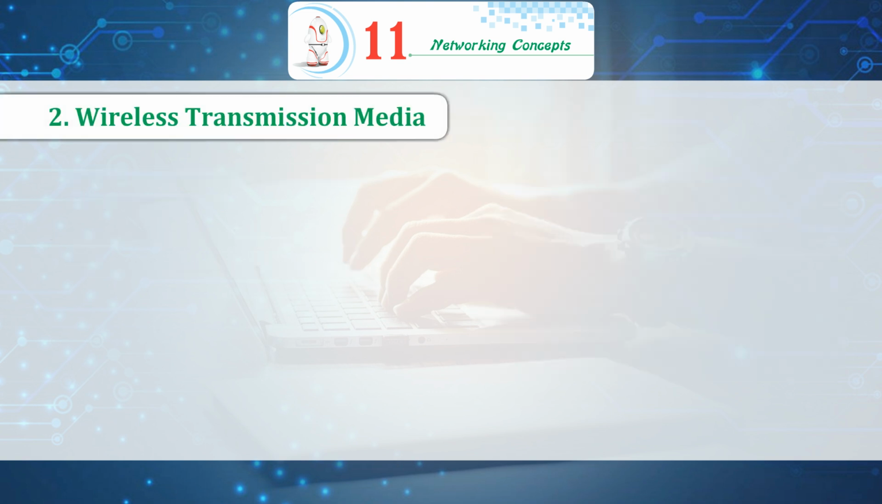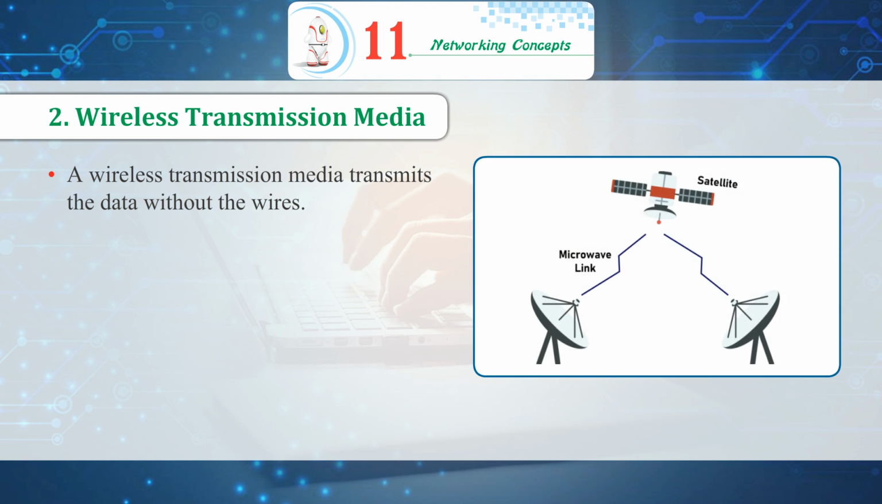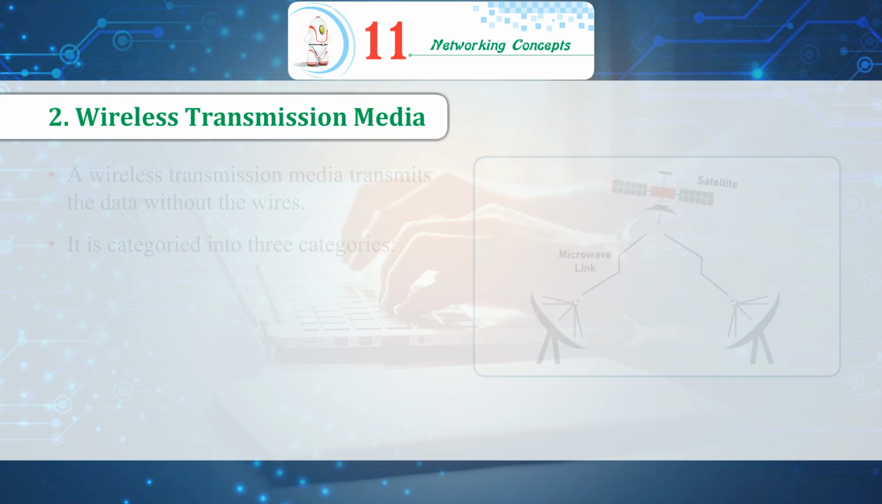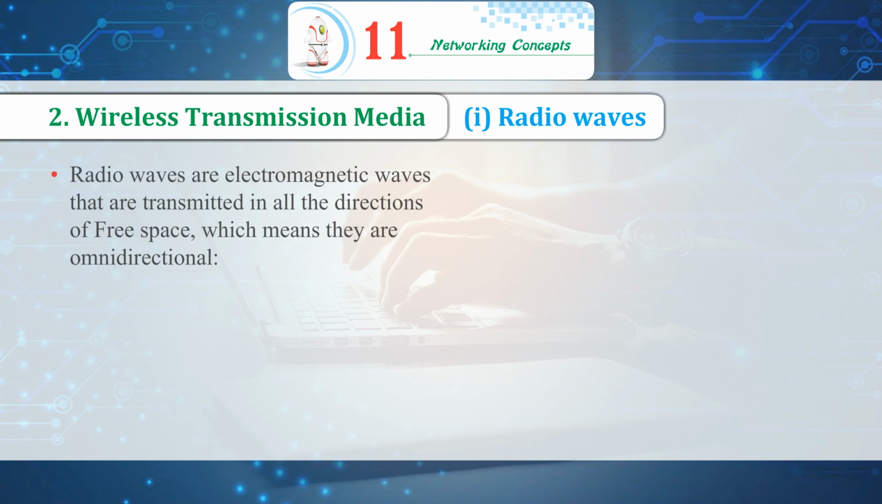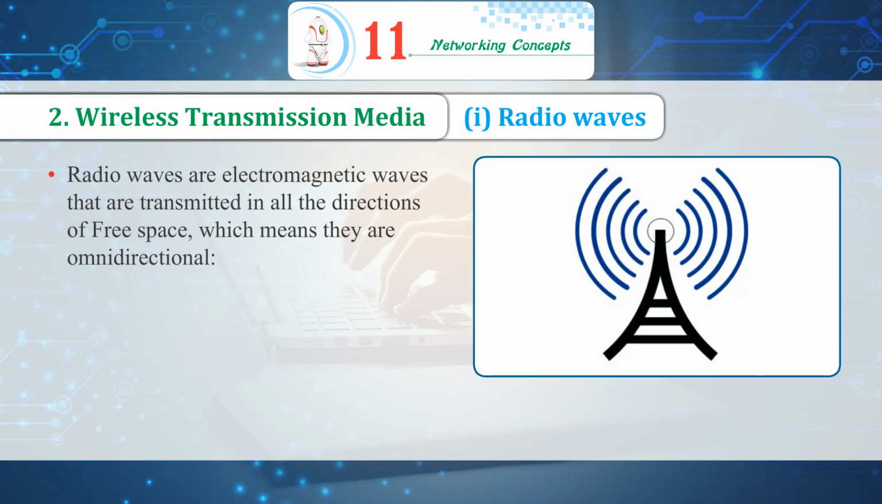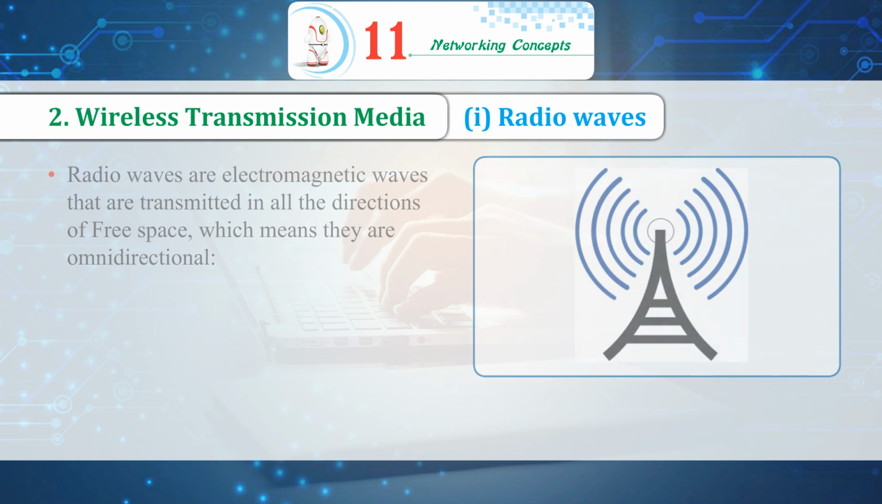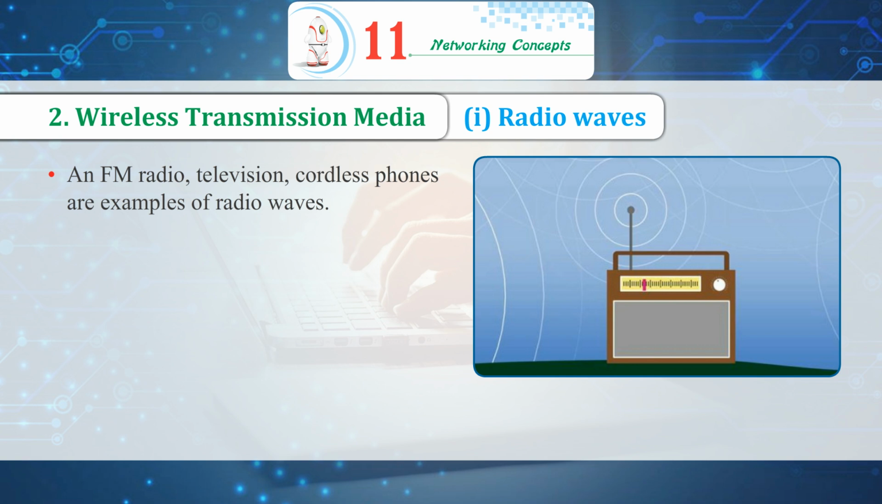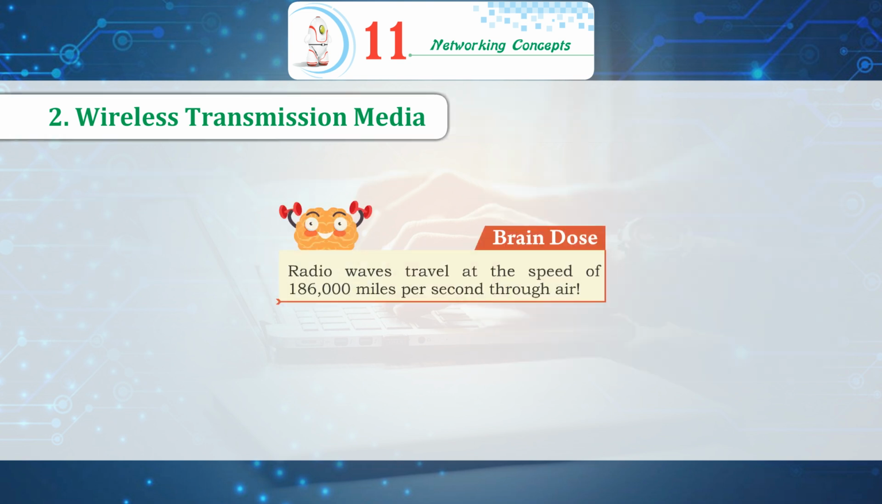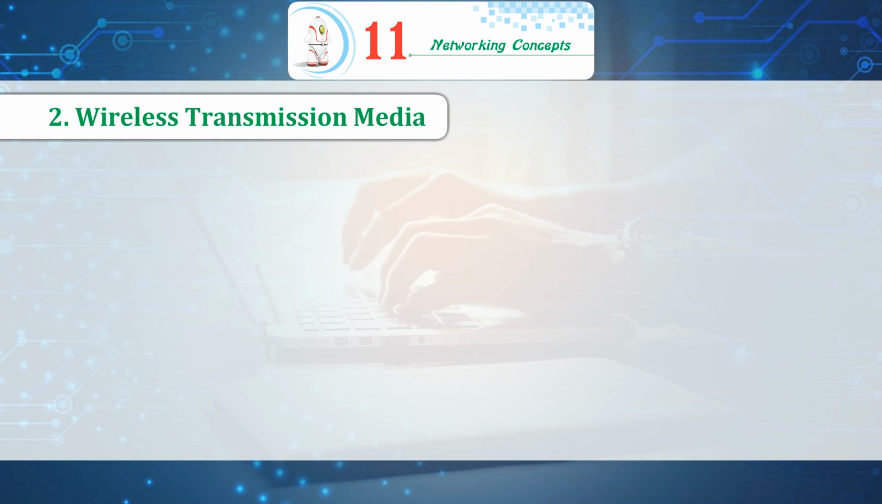2. Wireless transmission media. A wireless transmission media transmits the data without wires. It is categorized into three categories. 1. Radio waves. Radio waves are electromagnetic waves that are transmitted in all directions of free space, which means they are omnidirectional. FM radio, television, and cordless phones are examples of radio waves. They can cover a large area and can also penetrate walls. Radio waves travel at the speed of 186,000 miles per second through air.